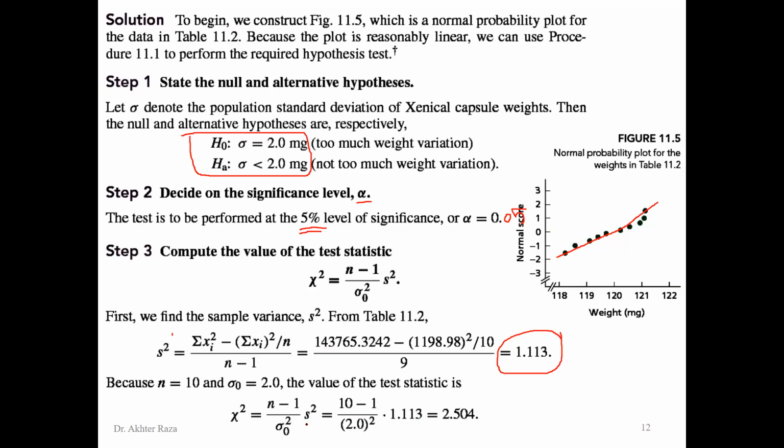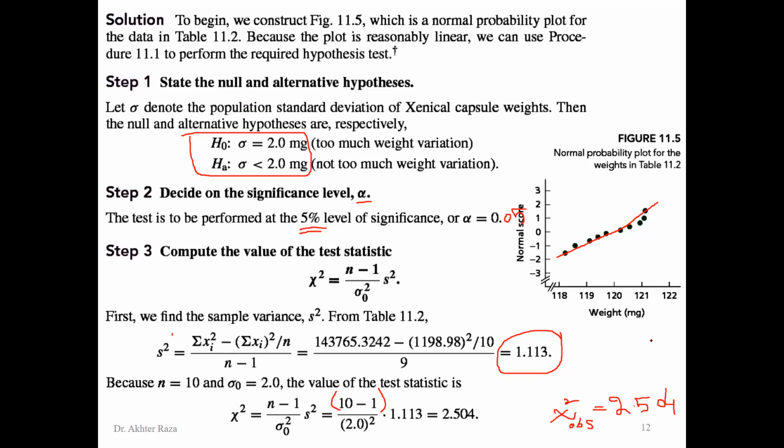Now the value of chi-square is degrees of freedom n minus 1 times S square, which is 1.113, divided by sigma square, which is 2.0 whole square. The value of chi-square observed is 2.504.